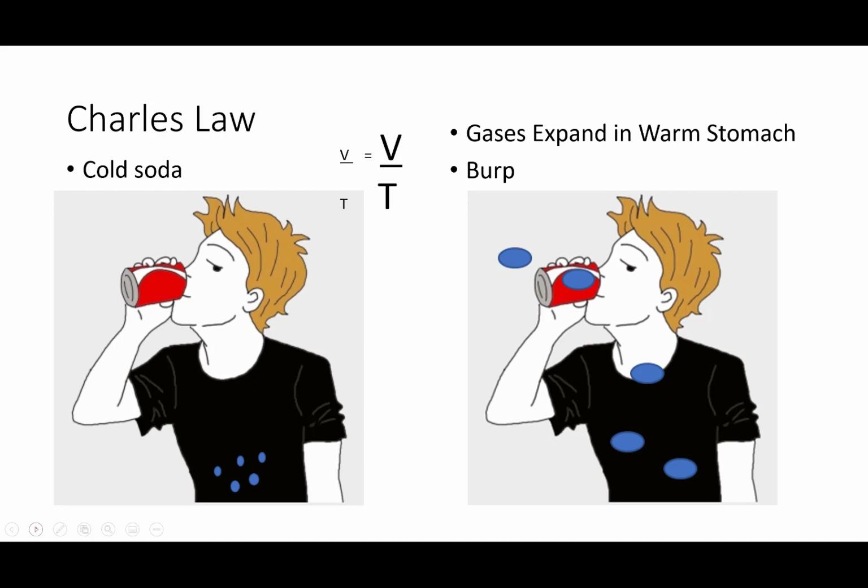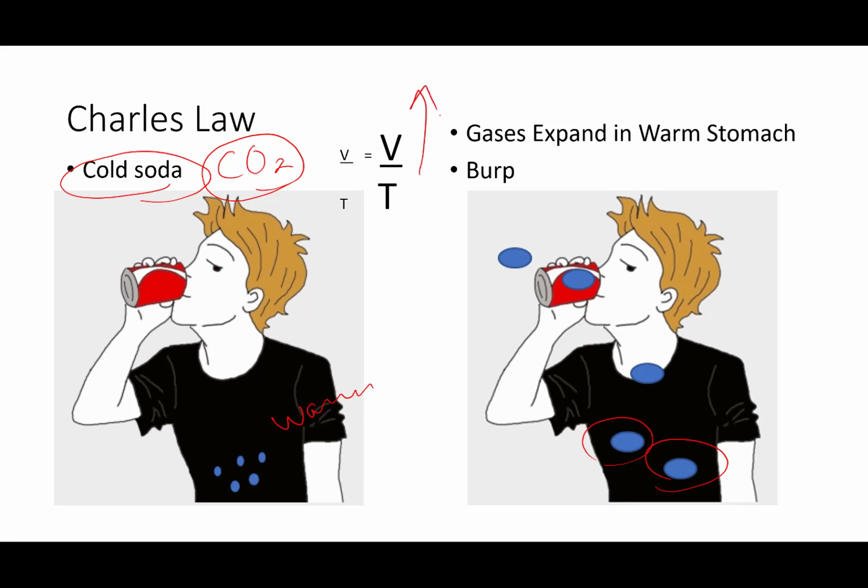Another example of Charles' Law is burping. Hate to even talk about this, but yep, this is the way this works. You have a warm tummy. You drink a cold soda. Soda pop contains a lot of carbon dioxide. You put cold soda in your warm tummy. The gas bubbles expand. As the volume goes up, the gas has got to go somewhere. Yeah, out it comes as a burp.